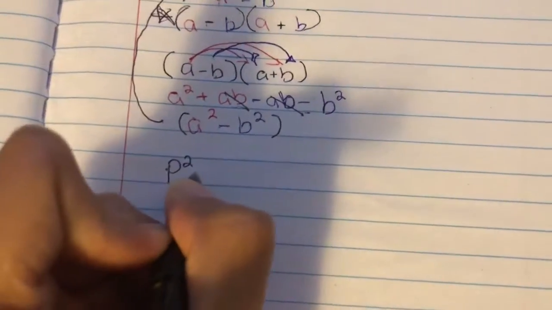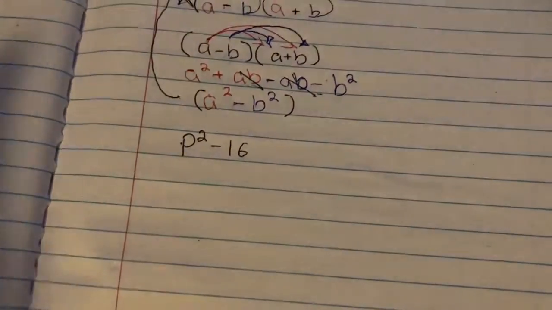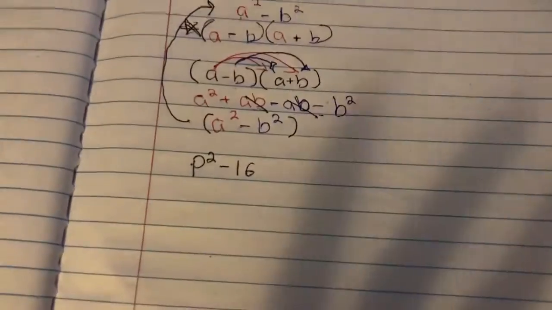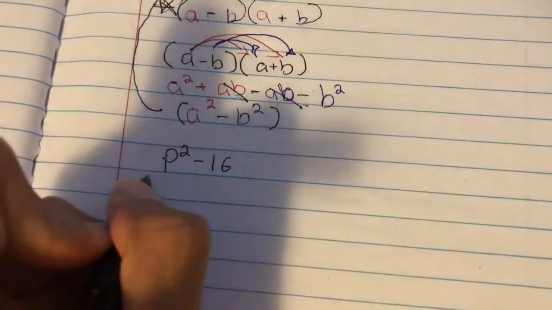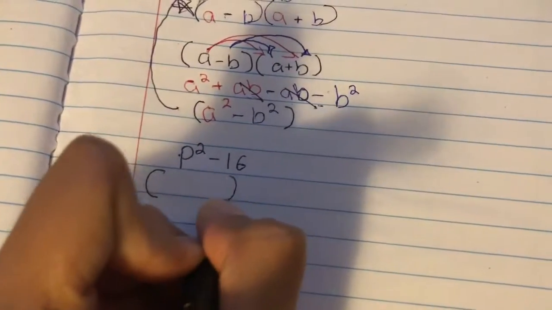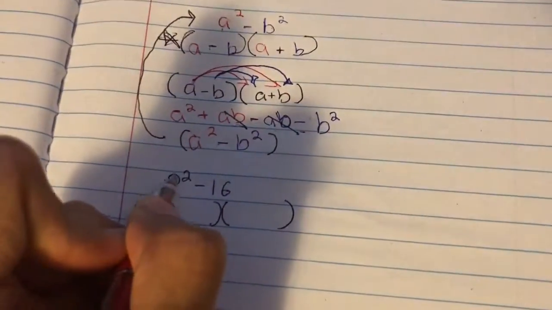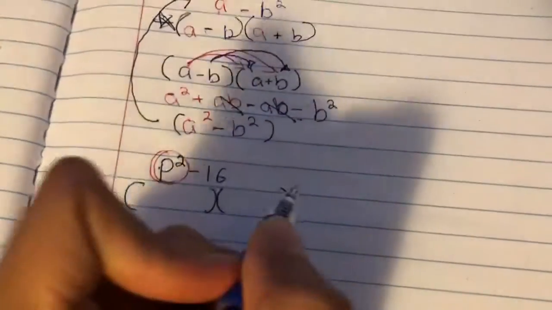p squared minus 16. So remember what I said: a square minus a square, that's the formula we're using. So we should start constructing. Now our a should be red, I'm going to make our a red, and our b should be blue.